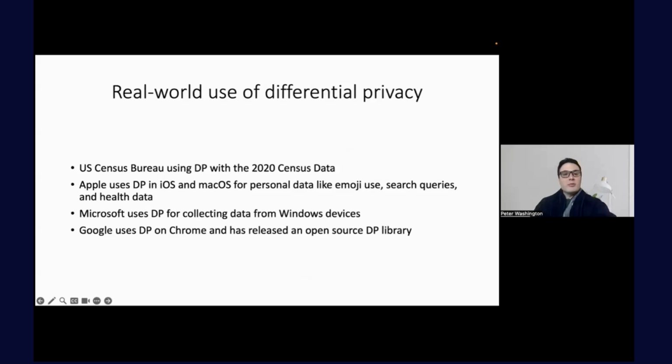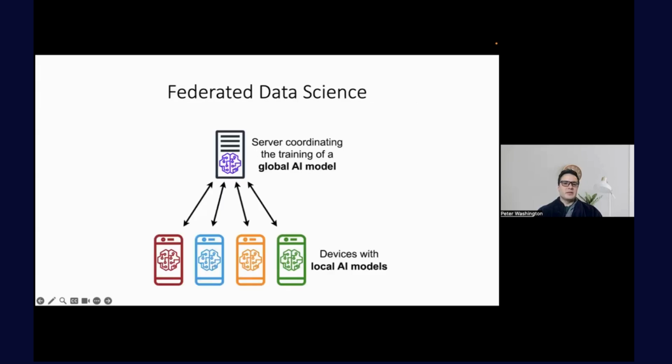And there are many real world uses of differential privacy. The US Census Bureau used differential privacy for the 2020 census, adding a little bit of noise to the data, but it added privacy. Apple uses differential privacy in iOS and macOS for personal data, like search queries and health data. Microsoft uses it for collecting data from Windows devices, and so on. So it's widely used even outside of healthcare.